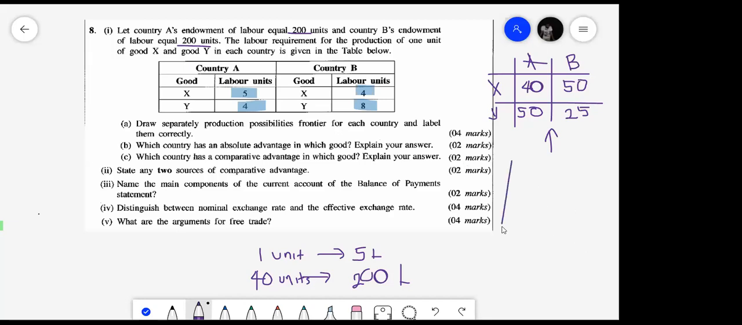So when you're drawing your PPC, guys, if you say country A, 40 and 50, so this has to be 40, this has to be 50. Then for country B, 50 and 25, something like that. So you have to draw it properly. I'm just showing you how to convert into output and how to make it. So go through this. This was the first time they gave labor and asked you to draw a PPC. After that they did not ask, but they can ask in your year.